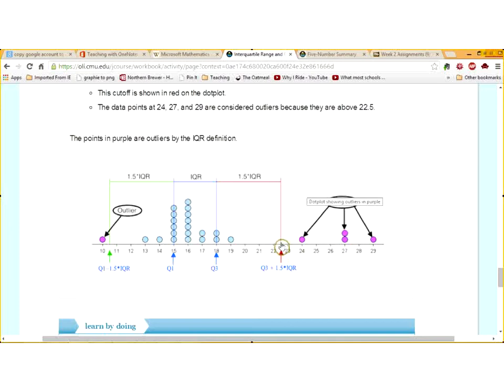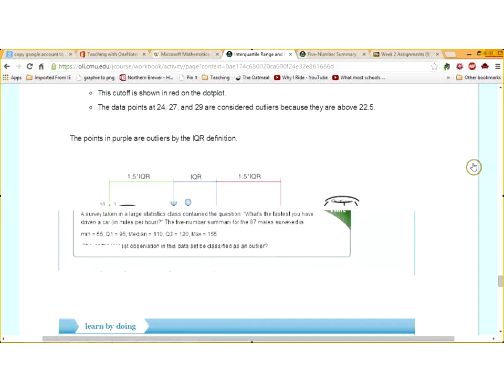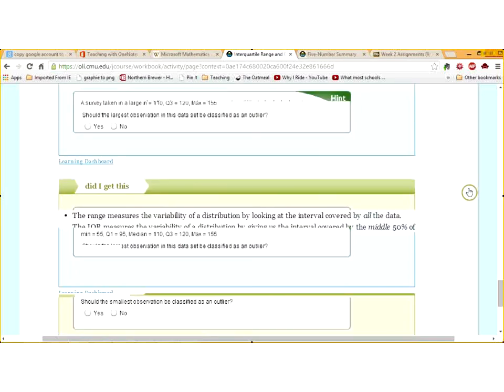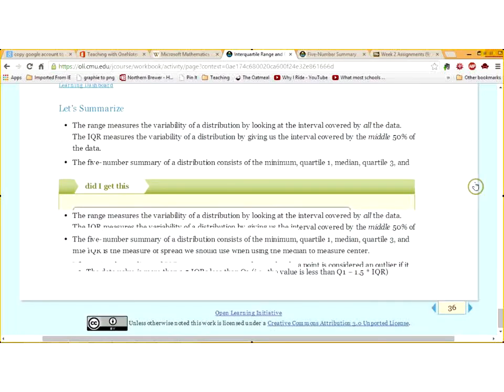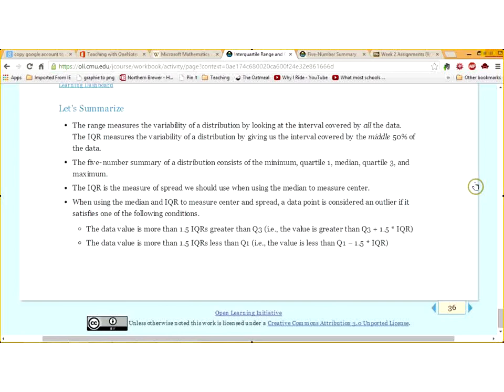So we got 4 dots above Q3, above the upper fence, what I call that. Those are all outliers. Only one value below the lower fence, and that one is also an outlier. So there's 5 outliers altogether, 4 high outliers and 1 low outlier. Okay. And then some exercises, and then a summary of that information in a nice compact way.